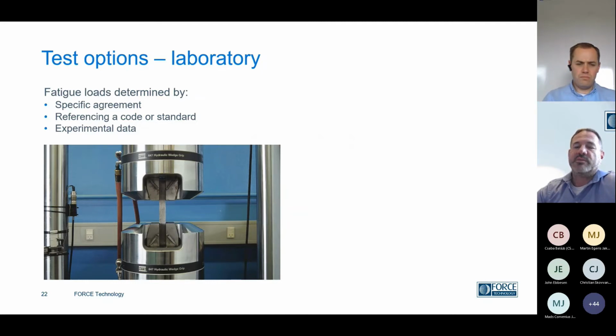Now the fatigue loads, they are determined. So the settings, how do we know what variables to use? This is a specific agreement between the client and ourselves, or we can reference a code or a standard that can tell us what to do. We can also look at experimental data, and that can tell us how to do it. So there's several ways. I would say a lot of the work that we do, it's prescribed. You just open up the specification, you follow the specification, and that gives you the results.